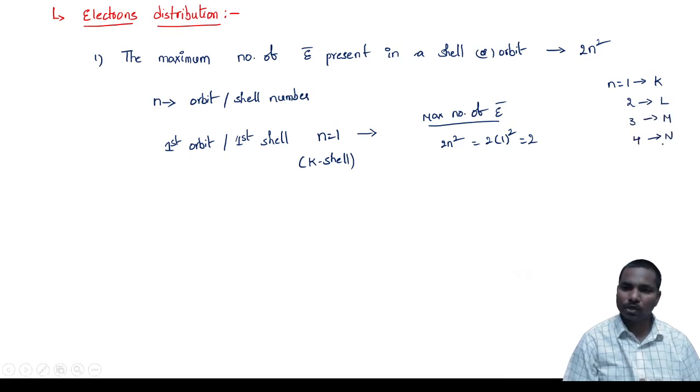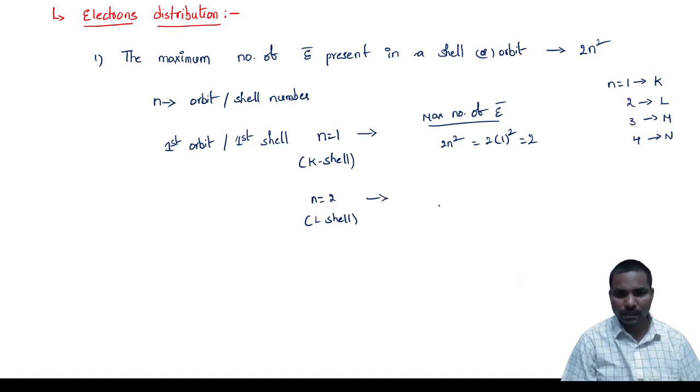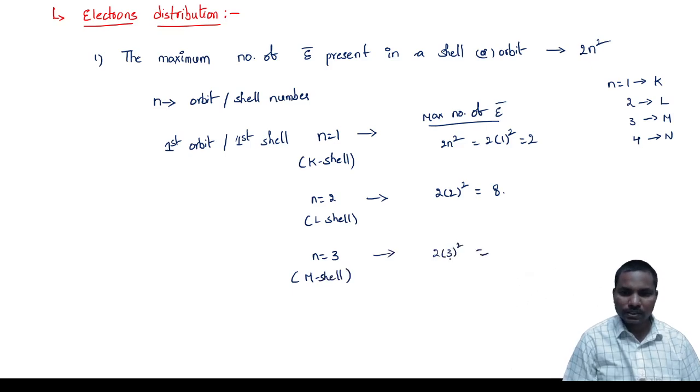KLMN, correct. Now n is equal to 2 means L shell. The maximum number of electrons present: 2 into 2 square, that is 4 into 2, 8. So in the L shell, the maximum number of electrons is 8. If n is equal to 3, that is M shell, it is very important, one of the previous bits: 2 into 3 square, that is 9 into 2, 18. So in the M shell, the maximum number of electrons is 18.